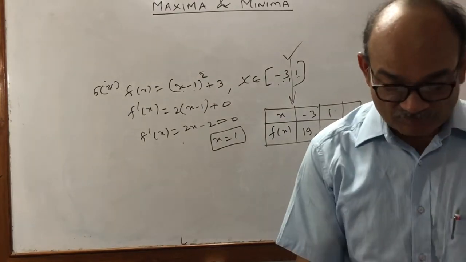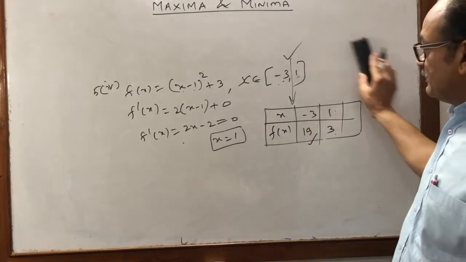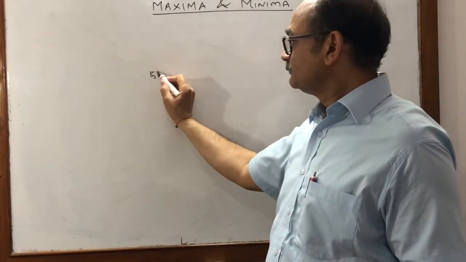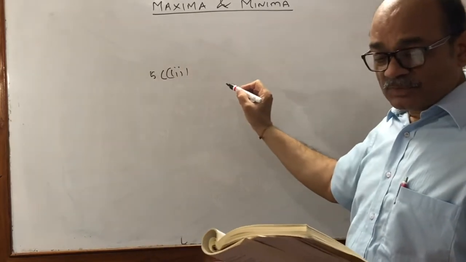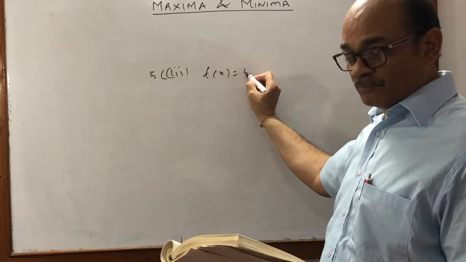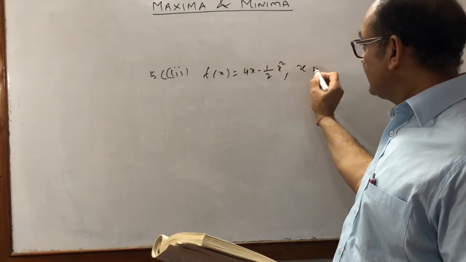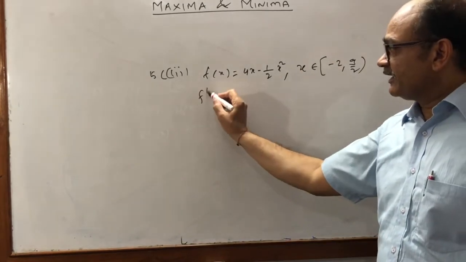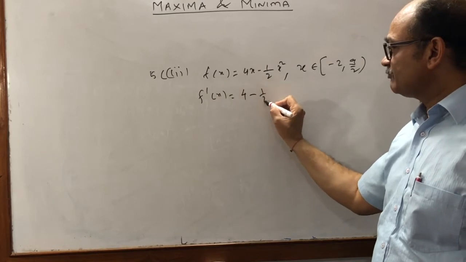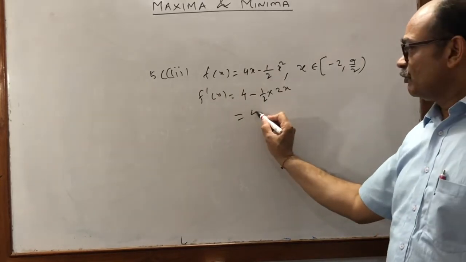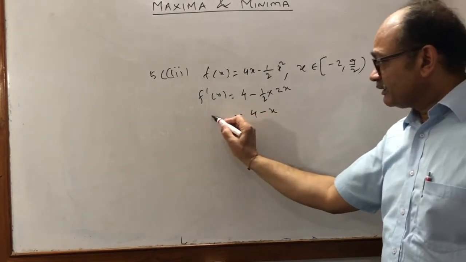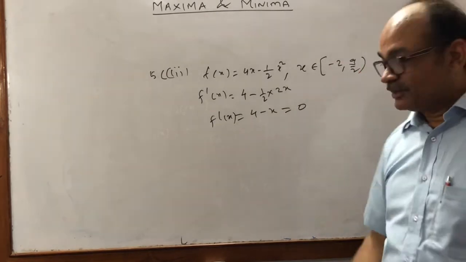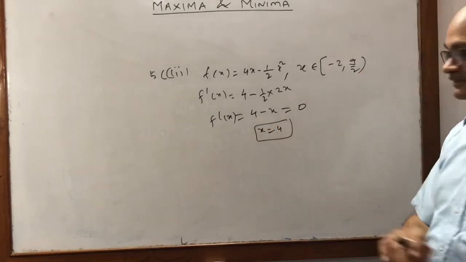One more question of the same group, that is the closed interval group questions. Third part. Question is f(x) equals 4x minus half x square, where the limits given to you are minus 2 to 9 by 2. First we calculate f dash x. F dash x is 4 minus half into 2x, means 4 minus x. For maxima and minima, the basic condition is 4 minus x must be compared with 0. Hence x equals 4 is the critical point.